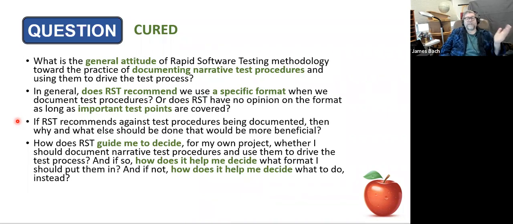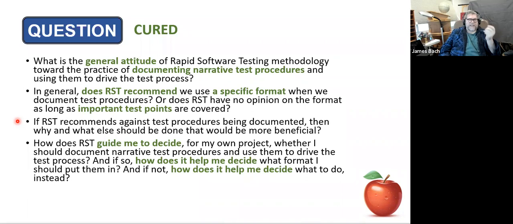And I keep seeing people with test cases that they don't follow anymore. They're told to follow them. Oh, but they're all out of date, or they're half out of date. How do they know they're out of date? Because they have tacit knowledge that tells them what's really going on, and the documents are no longer helping them. What else should be done that's more beneficial?